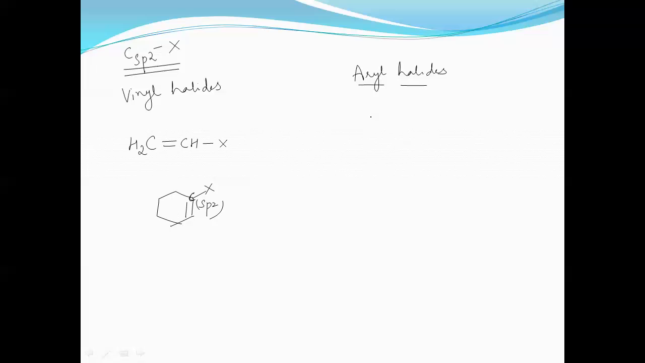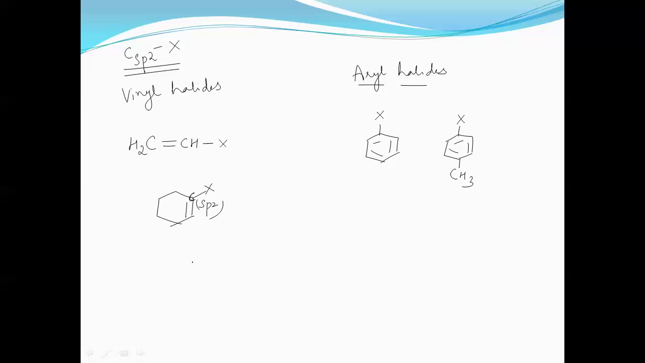And aryl halides are the compounds in which the halogen atom is attached directly to an aromatic ring. That is, it is sp2 hybridized and aromatic. So the halogen atom is bonded to an sp2 hybridized carbon atom of an aromatic ring. These are called aryl halides. Another example of aryl halides is toluene. This is toluene, and on this aromatic ring you can place the halogen on any of these positions, then it will be an aryl halide.